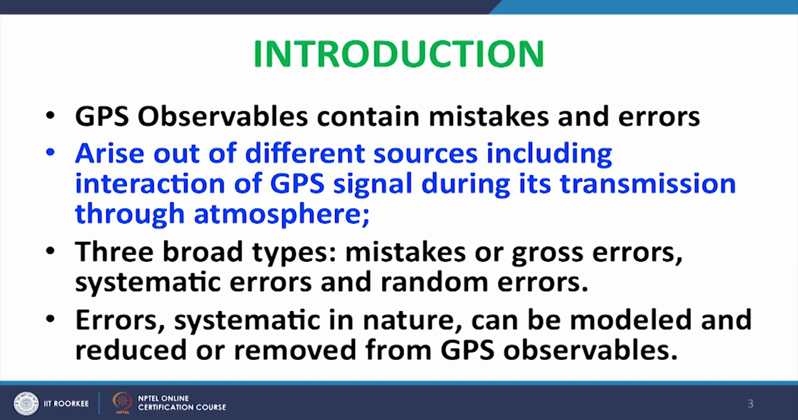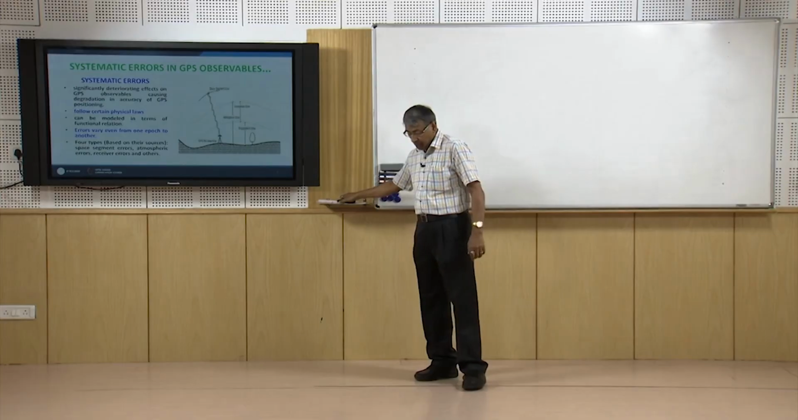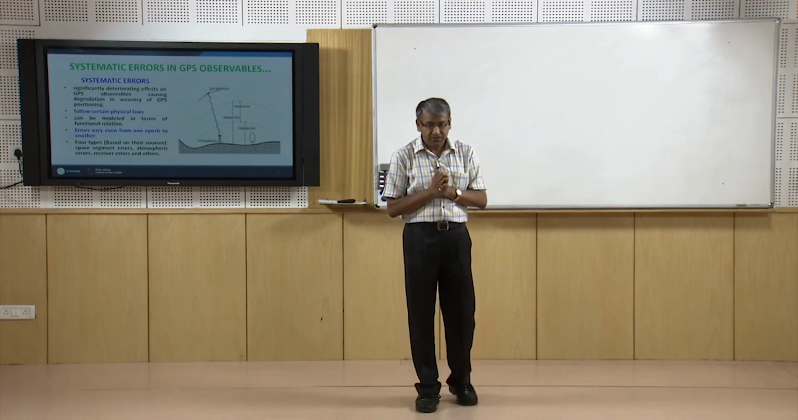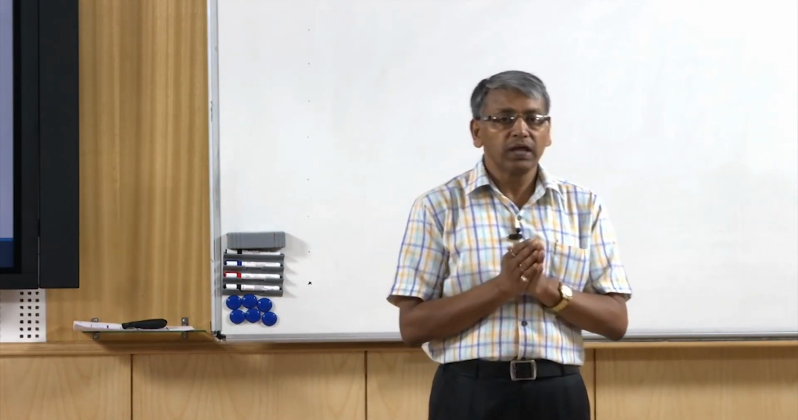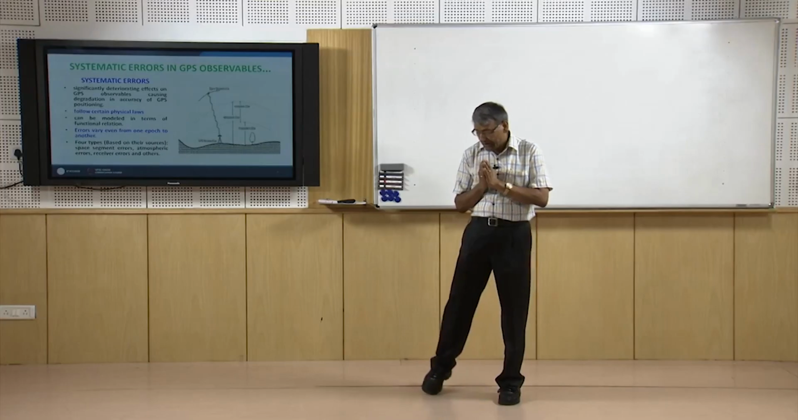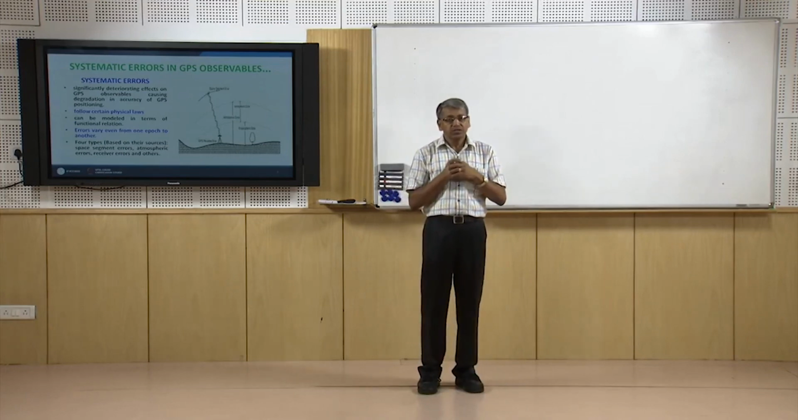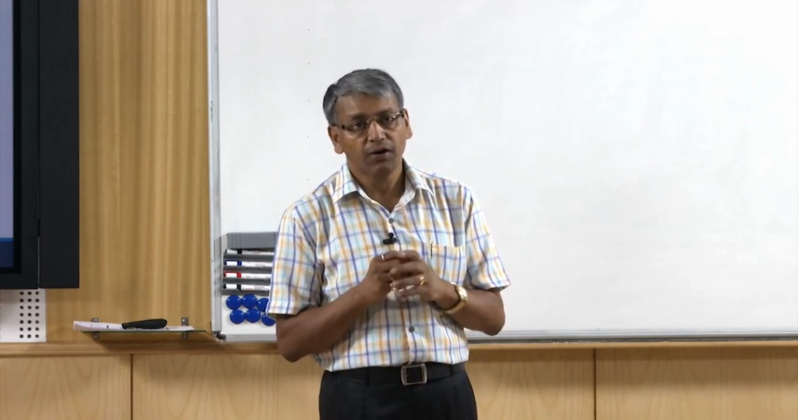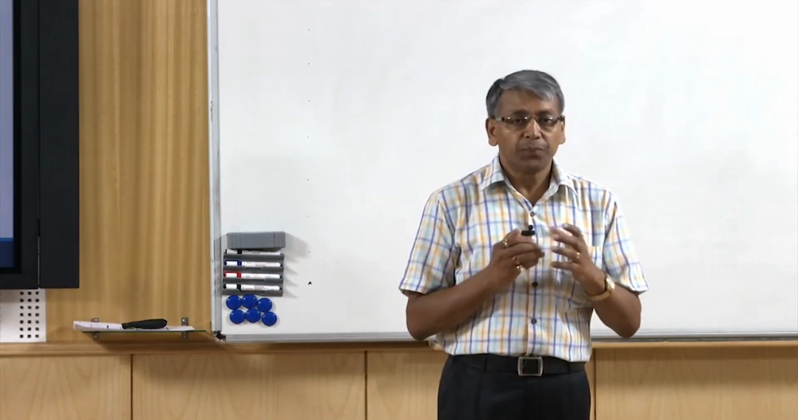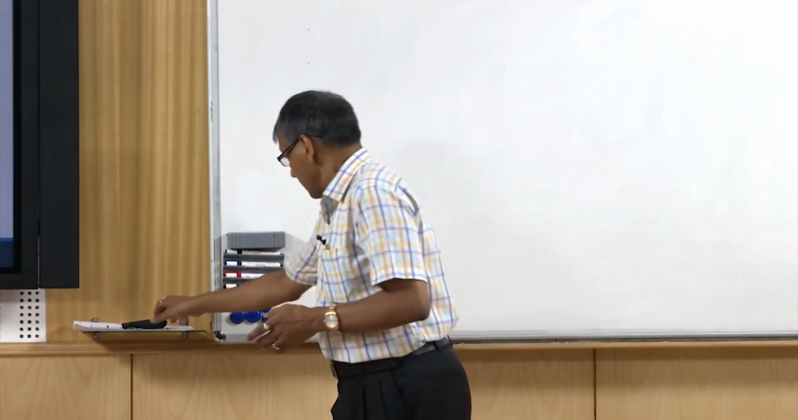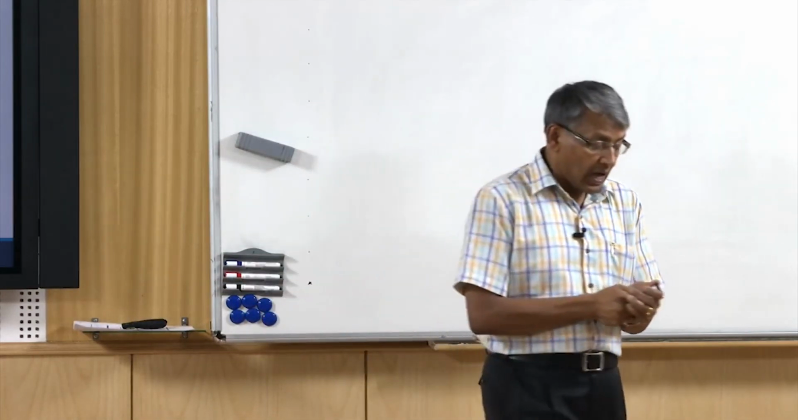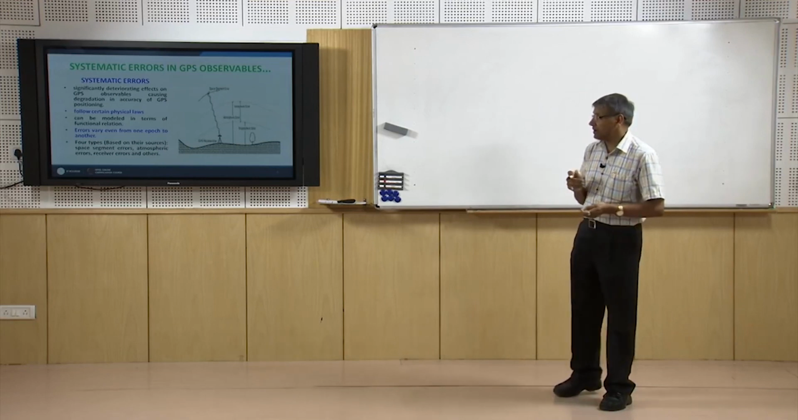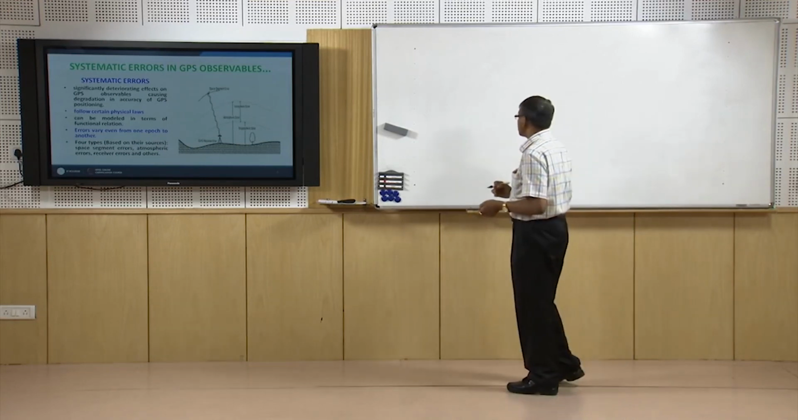So actually these errors have a very big deteriorating effect on the GPS positioning, so we need to know thoroughly about the different types of systematic errors and how they can be minimized or removed from GPS observables. Now on the basis of the source, the GPS observable contains 4 types of systematic errors.